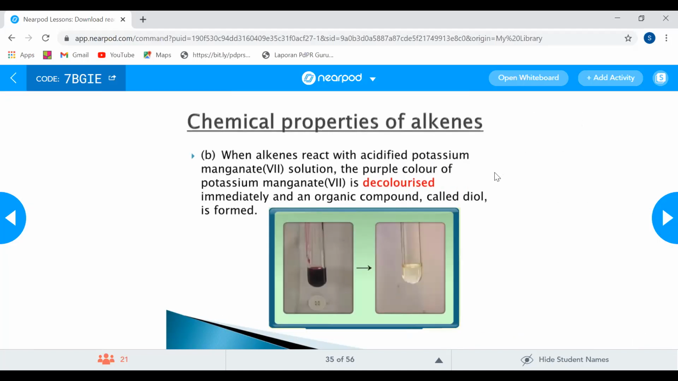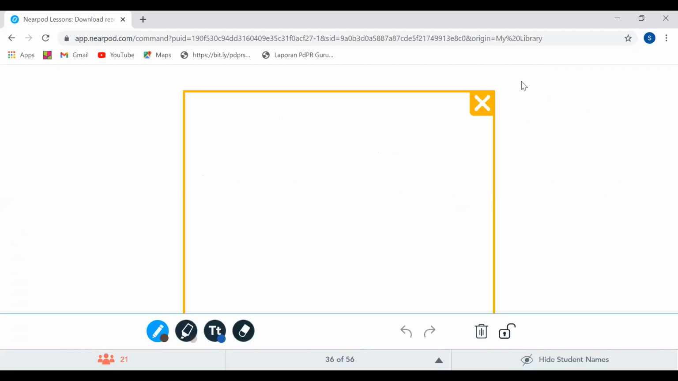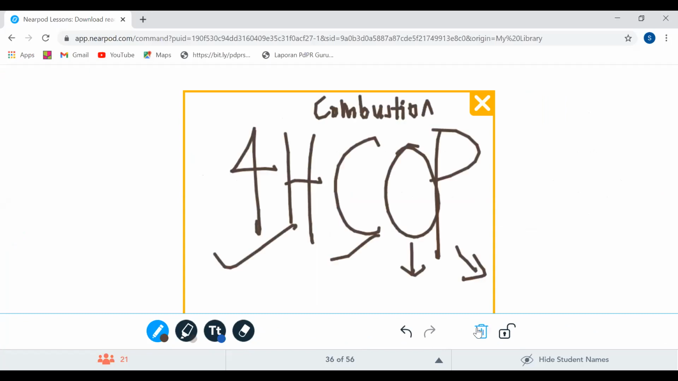What happens? Again, like the bromine liquid, it's a chemical test for alkenes. Same thing. Acidified potassium manganate 7 solution is also a chemical test for alkenes. It will decolorize my alkene. So from purple, it will become colorless. Only happens for an alkene. So I think I have a video here for you shortly. Let me show you how to get the marking scheme.